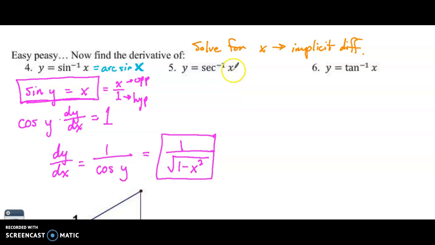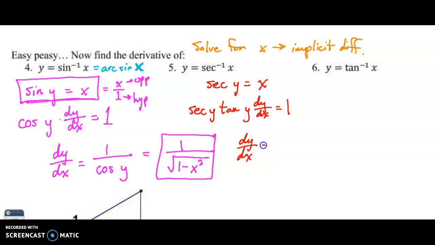So I could do the same thing with this problem, where you take the secant of y is equal to x. But this one's a little bit more complicated, because if you take the derivative of secant, you get secant tangent dy dx is equal to 1. So then dy dx will equal 1 over secant y tangent y.